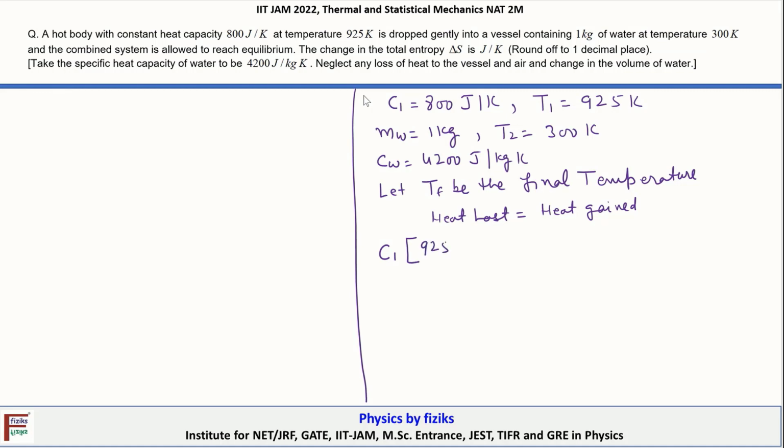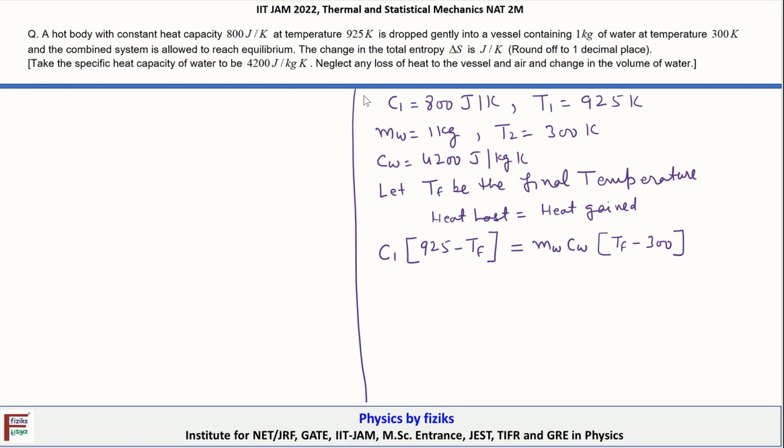So with 925 as the initial temperature, and TF the final temperature, C times delta T will be equal to the heat lost by the object, and this is equal to the heat gained by the water, which is MW CW. Here we need to multiply by the mass, because we are given the specific heat, which is per kg. That's why we multiply with the mass of the water. Then the temperature change is TF minus 300, the initial temperature, because for the water the temperature has risen to a final value of TF.